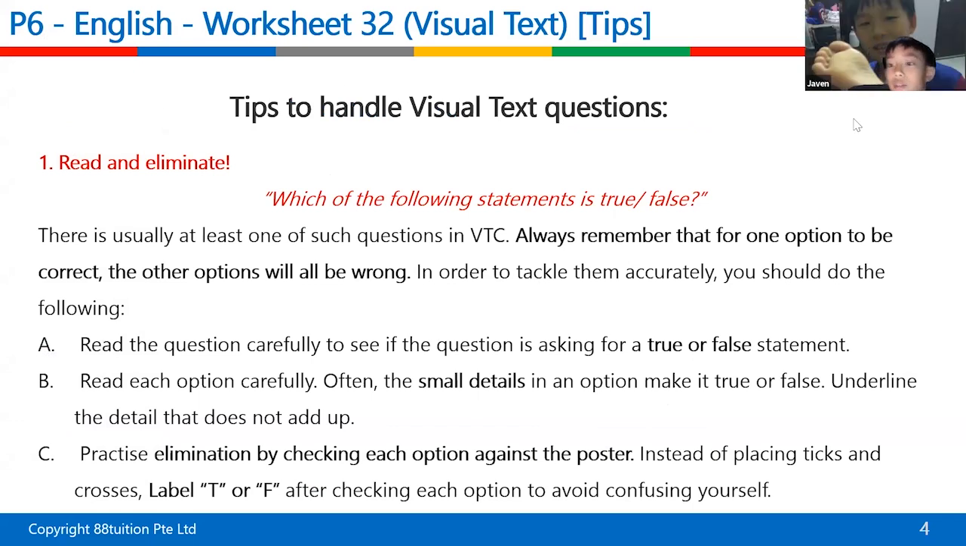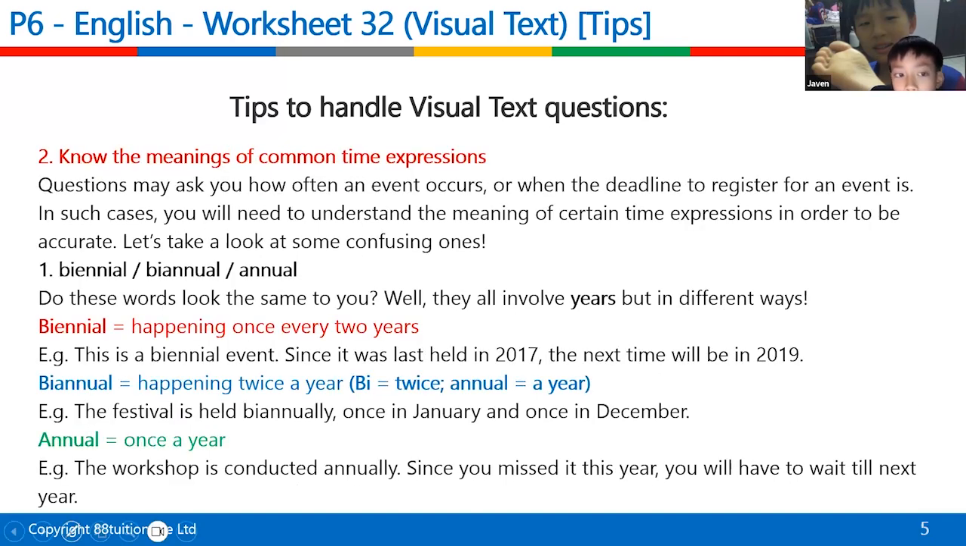There is usually at least one of such questions in VTC. Always remember that for one option to be correct, the other options will all be wrong. In order to tackle them accurately, you should do the following. A. Read the question carefully to see if the question is asking for a true or false statement. B. Read each option carefully. Often, the small details in an option make it true or false. Underline the detail that does not add up. C. Practice elimination by checking each option against the poster.